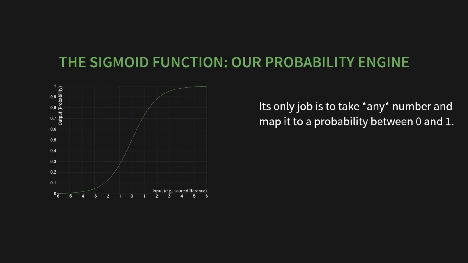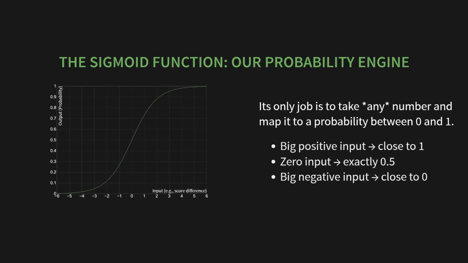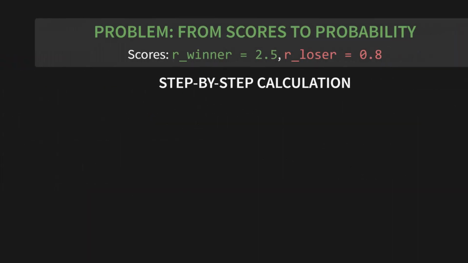Its only job is to take any number you give it and squash it into a probability between 0 and 1. It's so cool. If you give it a big positive input, the output is super close to 1. If you give it a 0, you get exactly 0.5. And if you give it a big negative input, you get a probability close to 0. Makes perfect sense, right? So let's do the math together.